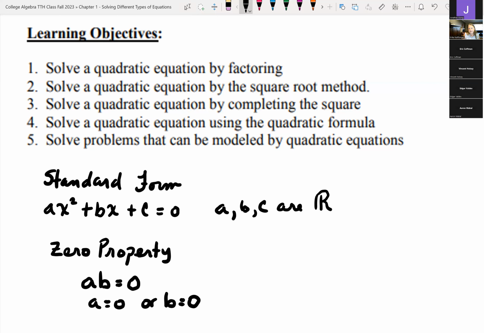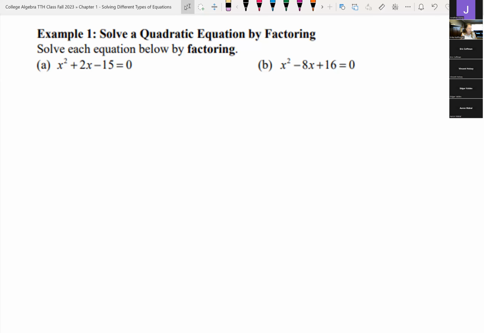So let me pull some examples and let's just go through. Hopefully you remember how to factor. If you don't remember how to factor, that's something that you're going to need to review. Okay, so we have our first set of problems in front of us. It tells us that we want to solve the quadratic equation by factoring. The first example is x squared plus 2x minus 15 equals 0. It's in standard form, where everything is on one side of the equation, and now we want to factor this.